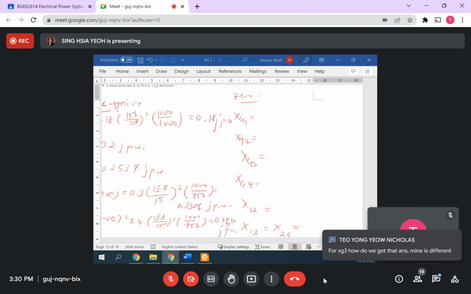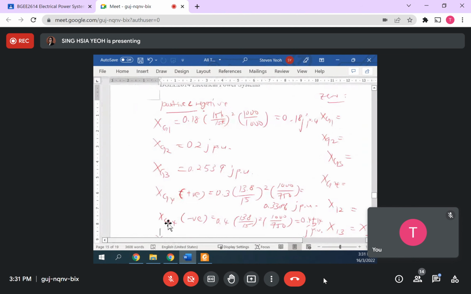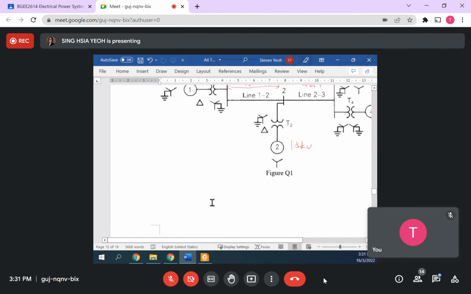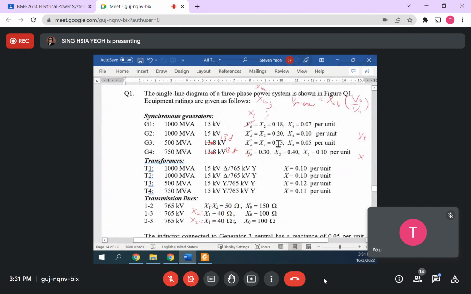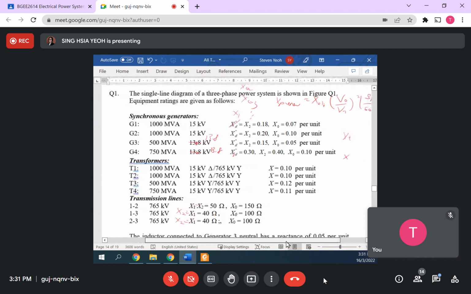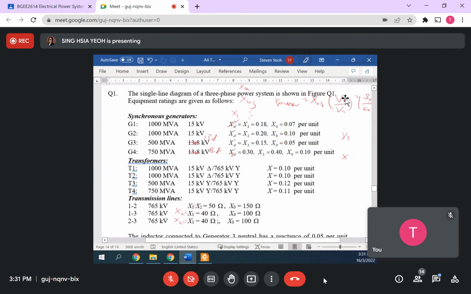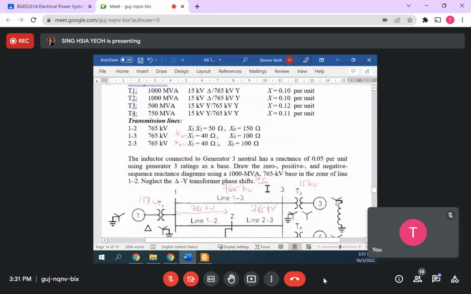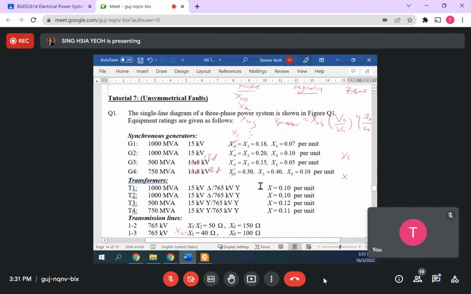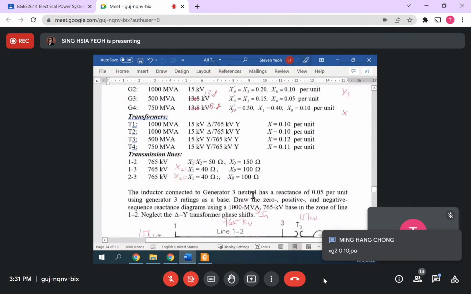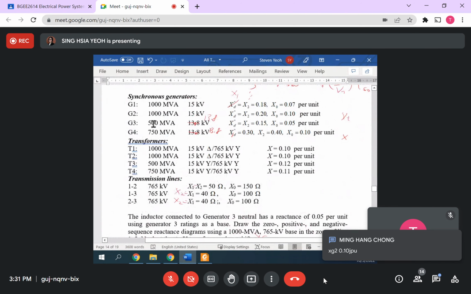For XG3, how do we get the answer? XG3, G3, XG3, O value is 0.15, right? Then 0.15, O voltage value is 13.8, so 13.8 divided by G3 15K, 13.8 divided by 15, then S new 1000, so 500.